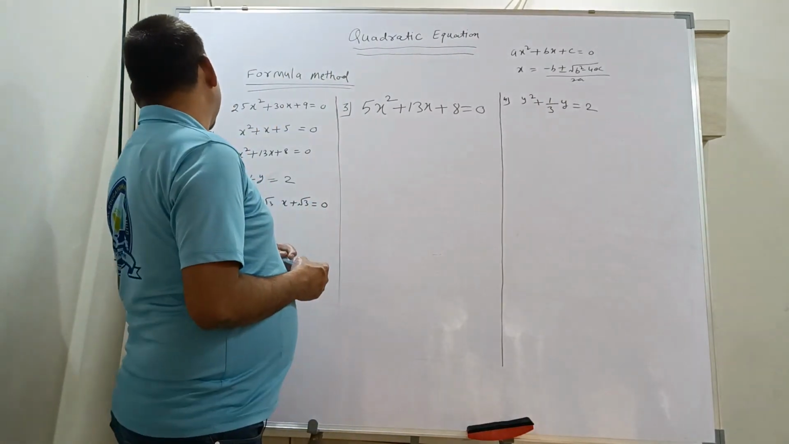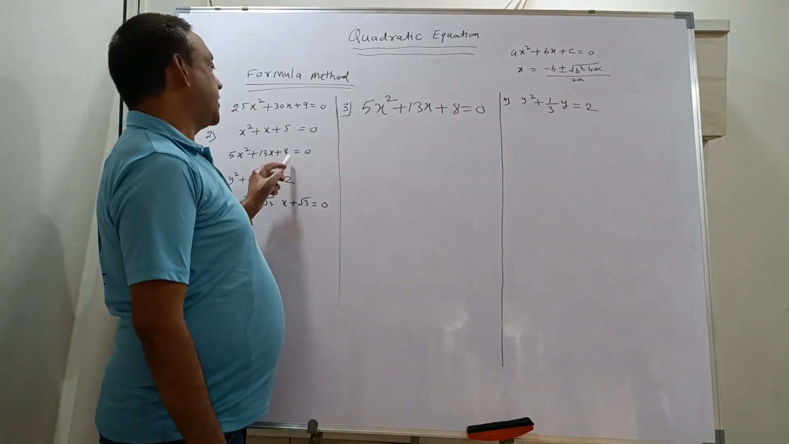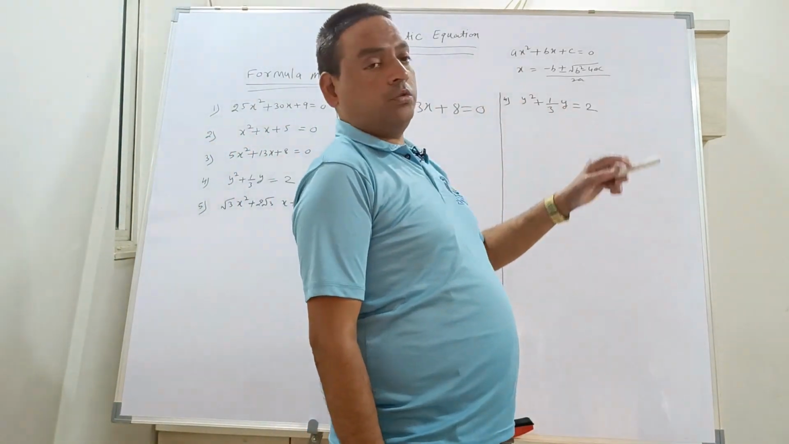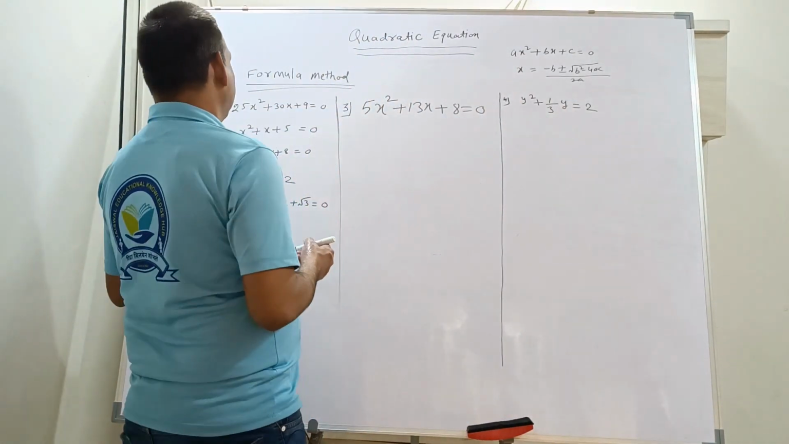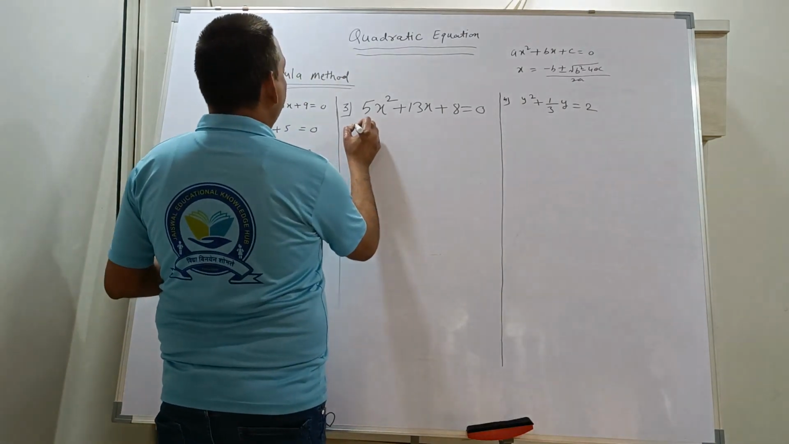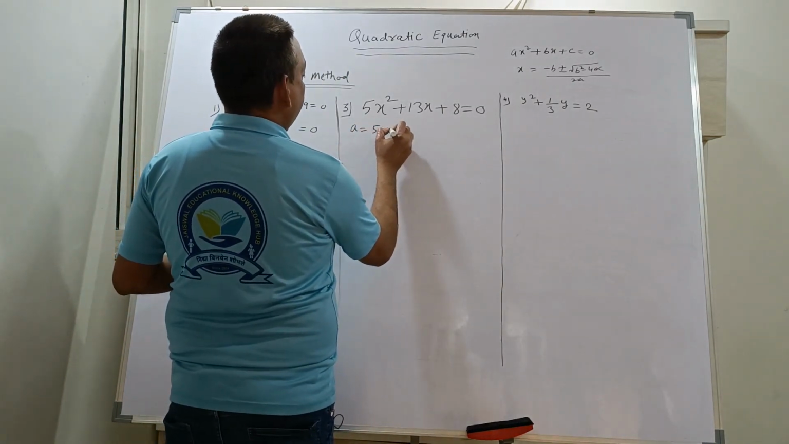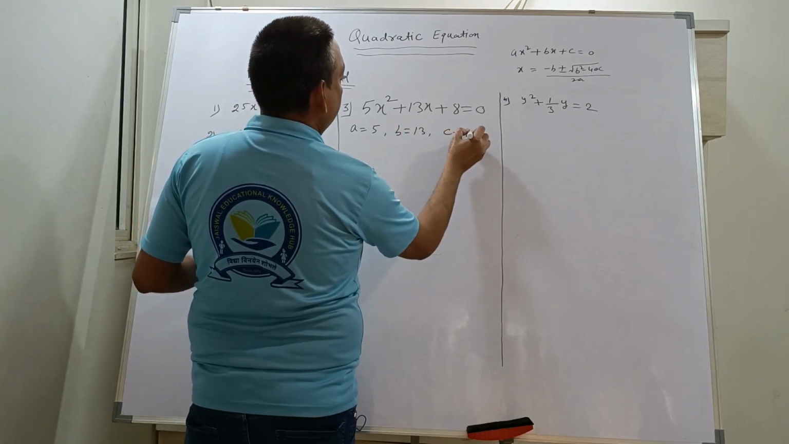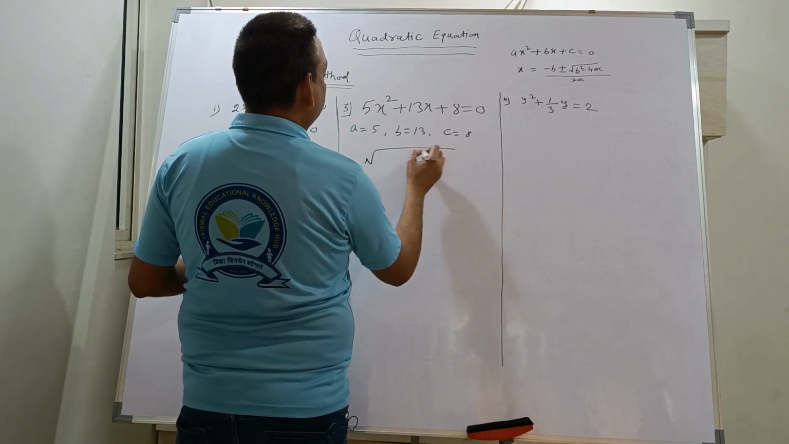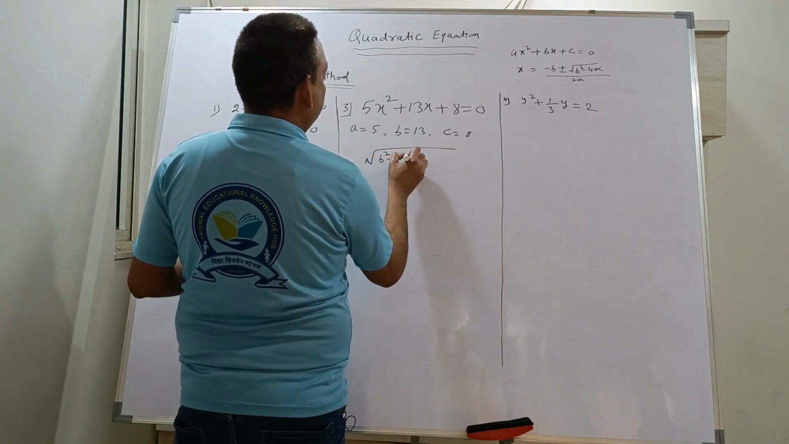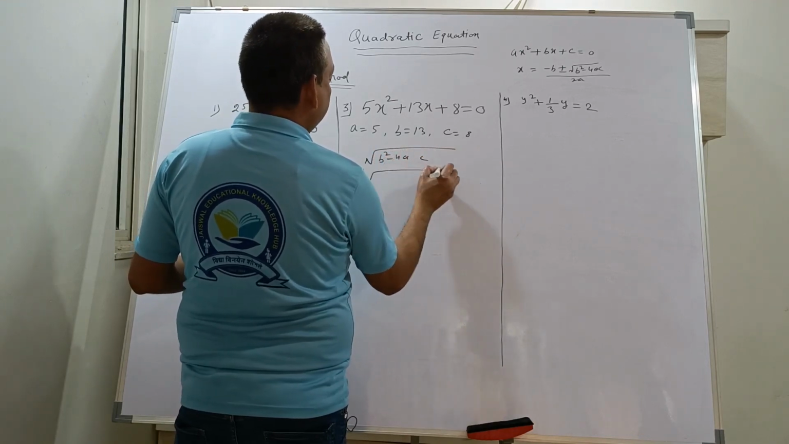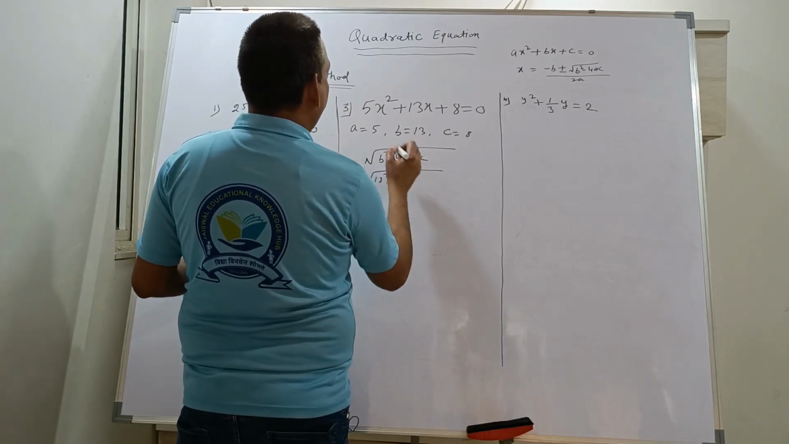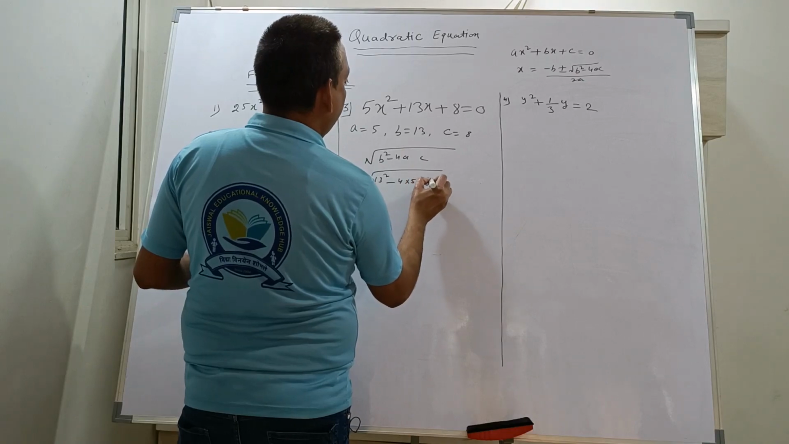Okay, the sum number 3, 5x square plus 13x plus 8 is equal to 0, and the fourth one is y square plus 1 upon 3y is equal to 9. So we'll solve this also in the same way. So we have again a is equal to 5, b is equal to 13, and c is equal to 8. Again b square minus 4ac. So here it is 13 square minus 4 into 5 into 8.